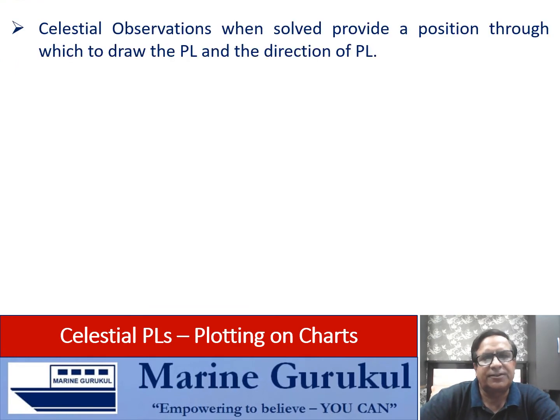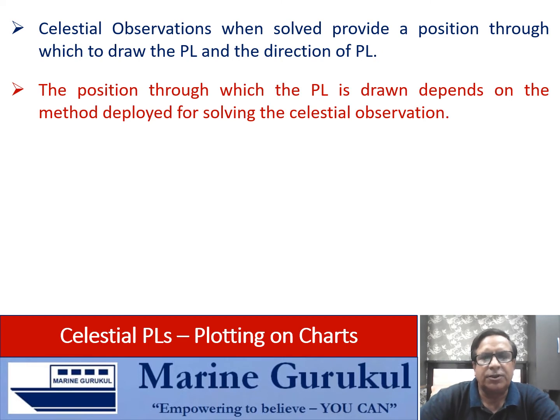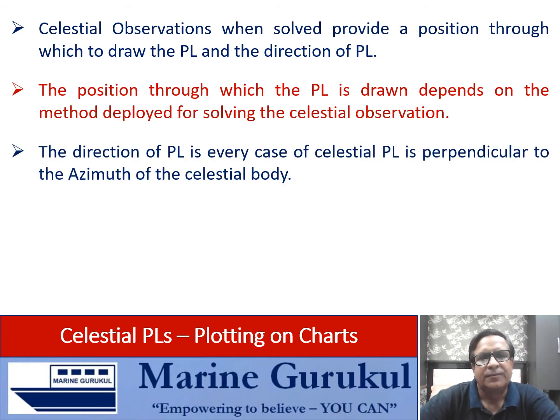Celestial PLs. Celestial observations, when solved, provide a position through which to draw the PL and the direction of the PL. The position through which the PL is drawn depends on the method deployed for solving the celestial observation. The direction of the PL in every case of celestial position line is perpendicular to the azimuth of the celestial body.